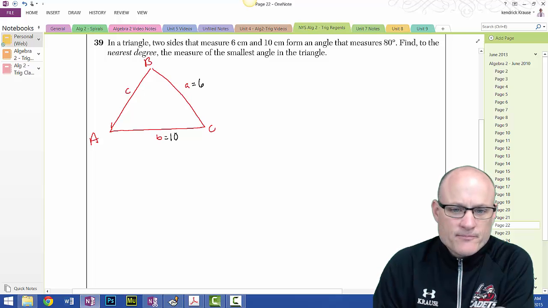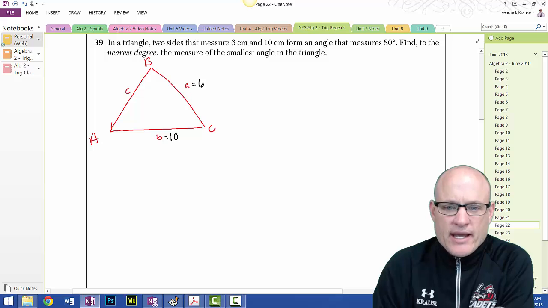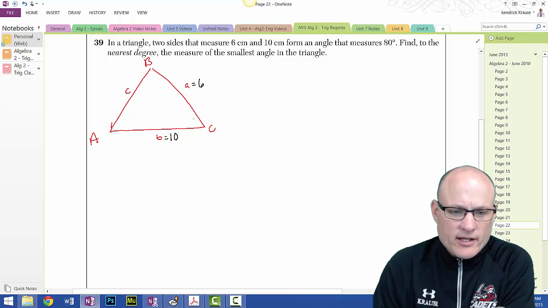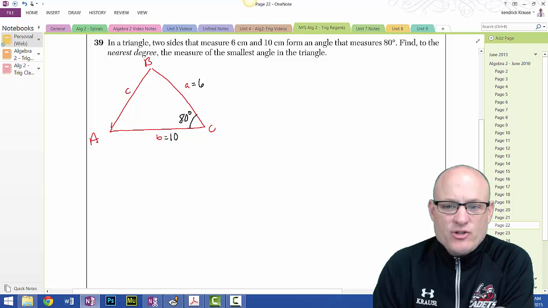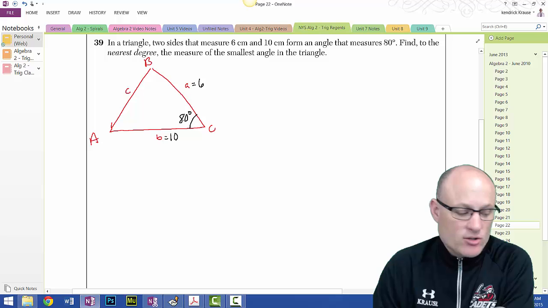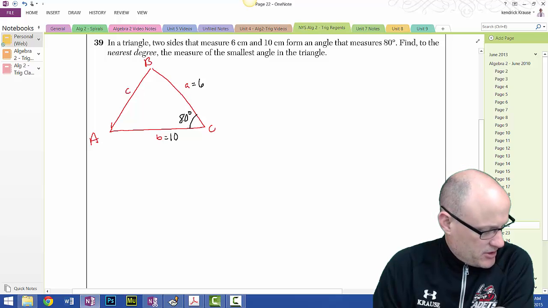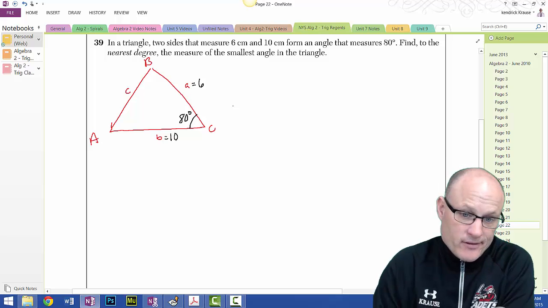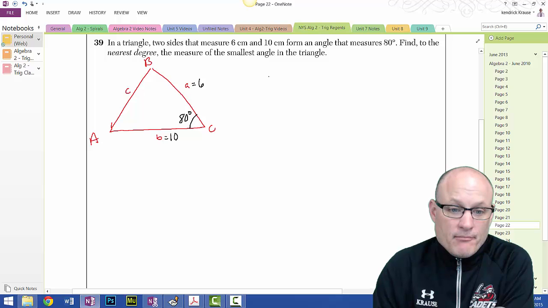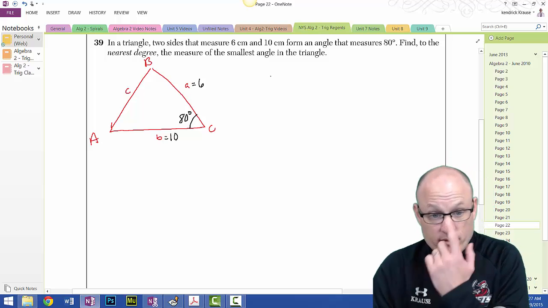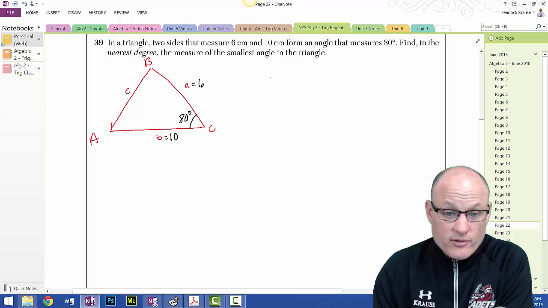We'll make this 10. And form an angle that measures 80 degrees. Okay, 80 degrees. Find to the nearest degree the measure of the smallest angle in the triangle. Is that all you got to do on this problem? I don't know what the smallest angle is. So, nearest degree, the measure of the smallest angle in the triangle.